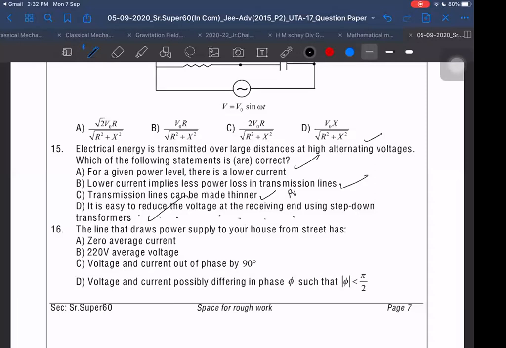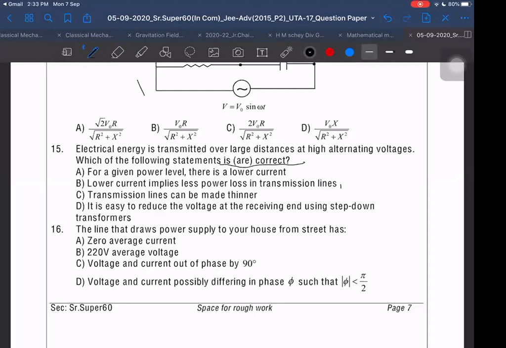Yes, sir, but they didn't give C, sir. They did not give C. So I don't know why they asked this question. D is not a reason for high voltage transmissions. They are not saying reasons. They are saying just which of the following statements are correct. It is not assertion reason based. Just which of the following statements are correct.